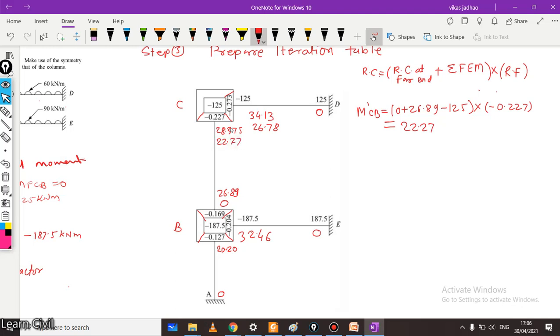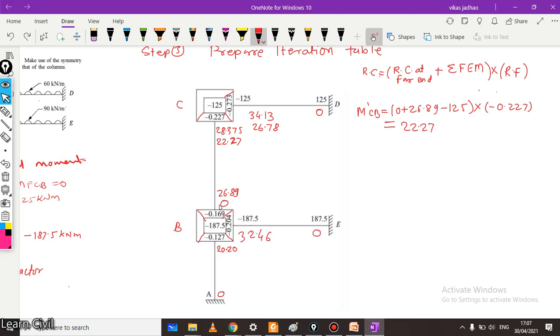22.27. Okay, you can also cut these values as they are now not required. It may create some confusion, so if you think it is okay, you can cut those values also. Now we'll go to this joint B and find out the rotation contributions.